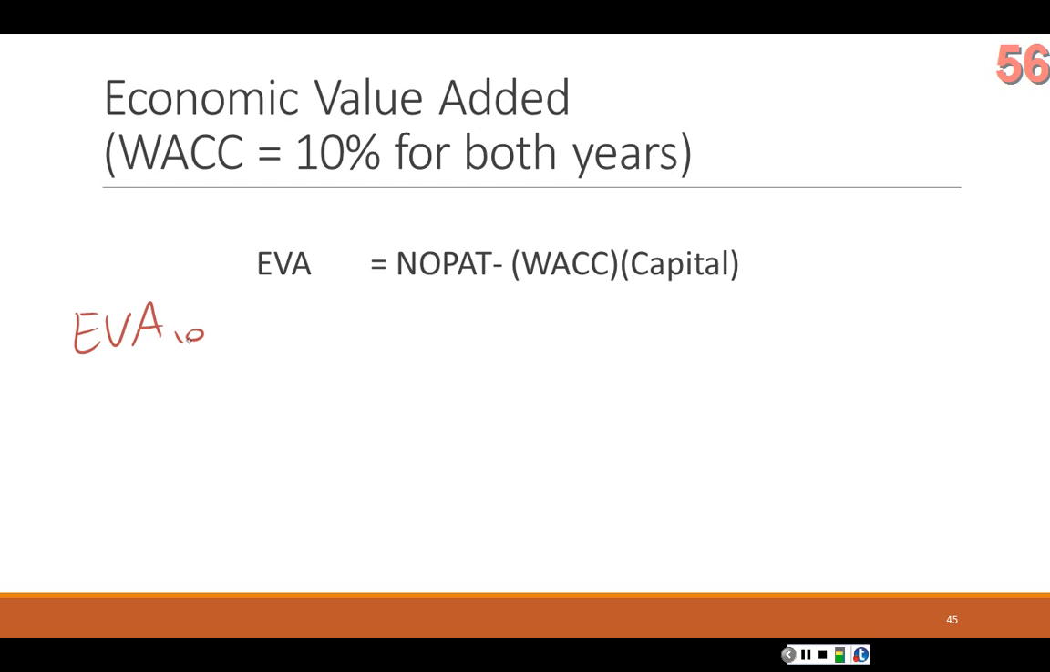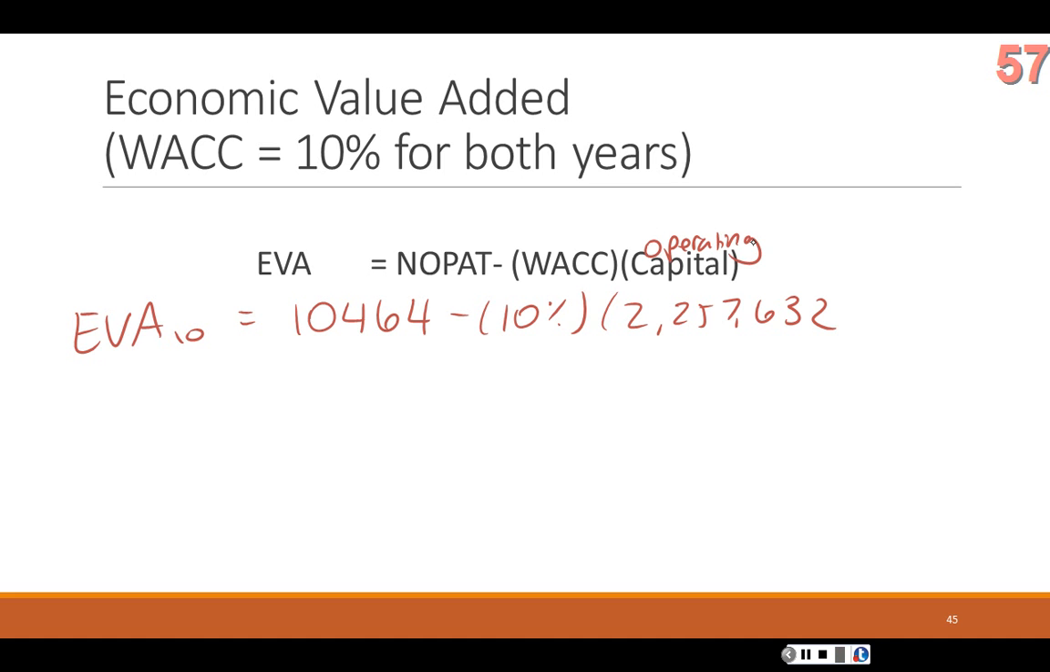So economic value added for 2010 is equal to our net operating profit after tax, $10,464, minus our weighted average cost of capital of 10%, times our capital, the $2,257,632. These are all numbers that we calculated when calculating free cash flow. So when I say capital here, we're talking about operating capital. When you multiply this out and subtract, you get the economic value added for 2010 is a negative number. It's a negative $215,299.